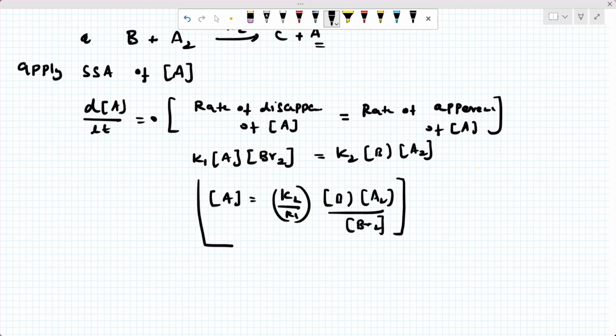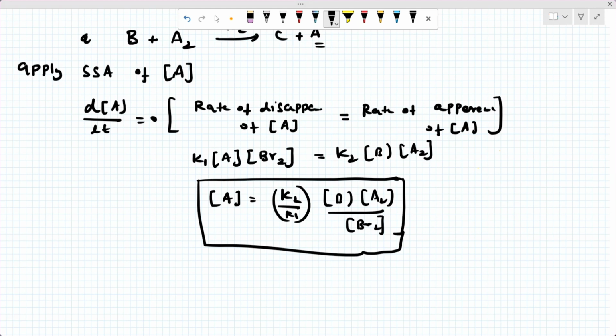Yes or no? This is the concentration of A. Understood? We can apply the formula. For whichever species we take the steady state, what is the formula? The rate of appearance of that species equals the rate of disappearance of that species. Using that, we can find the intermediate concentration using SSA. This is SSA. Understood? Very simple. Please note.